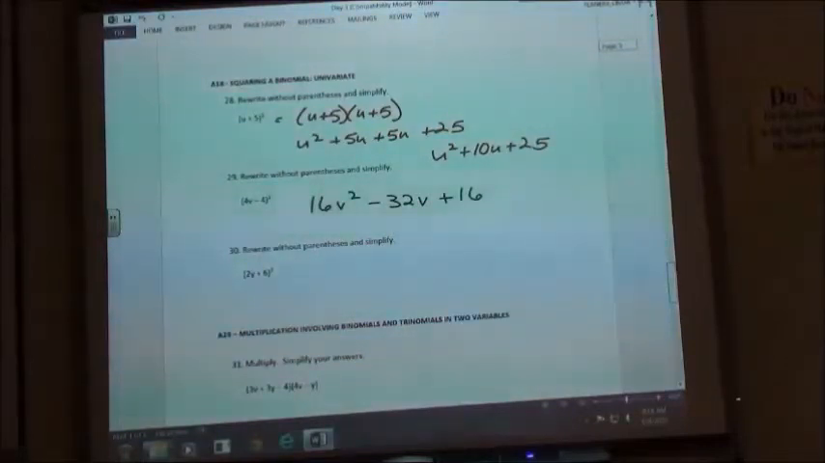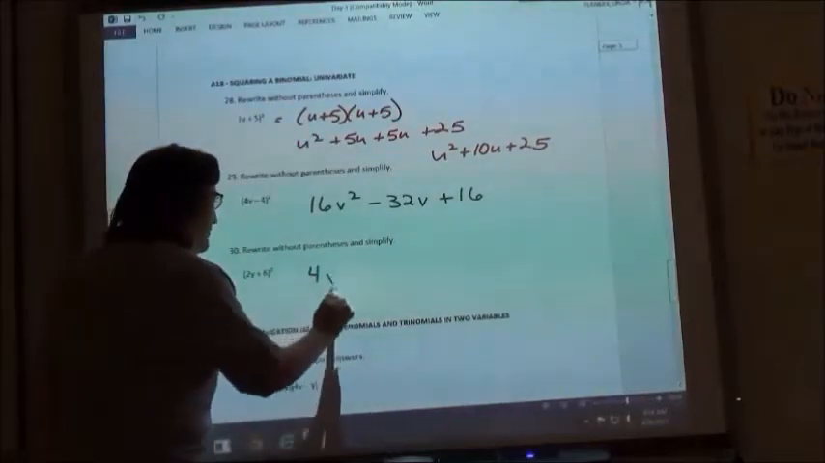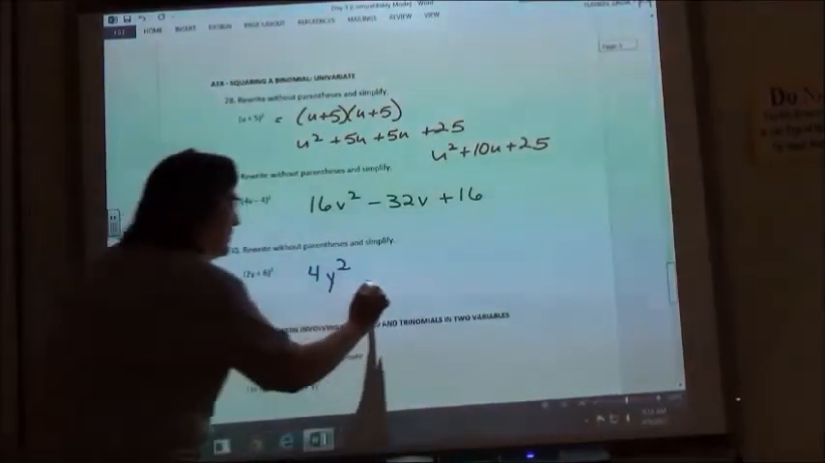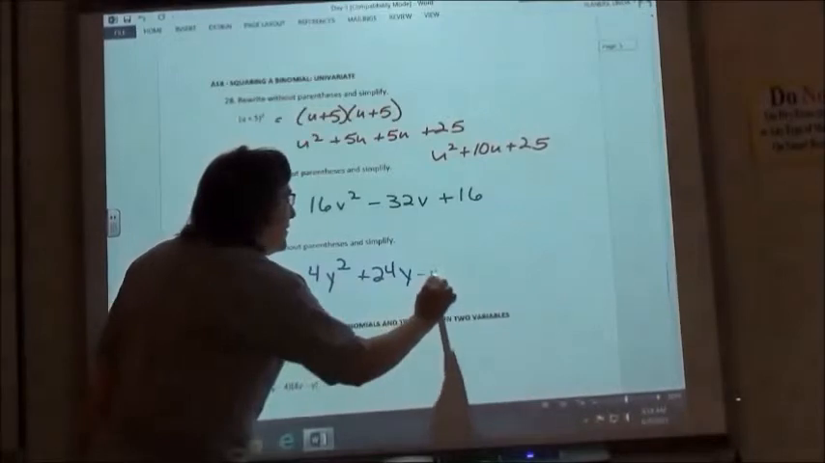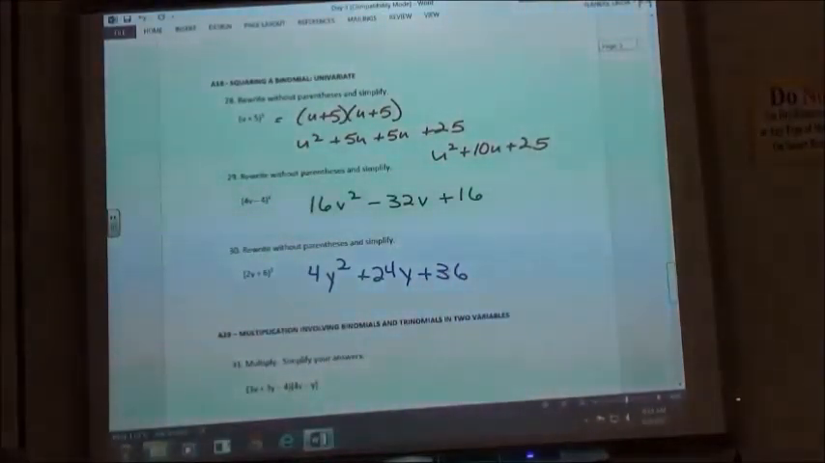So we're getting what on that one? 4y squared plus 24y plus 36. 4y squared plus 24y plus 36, exactly.